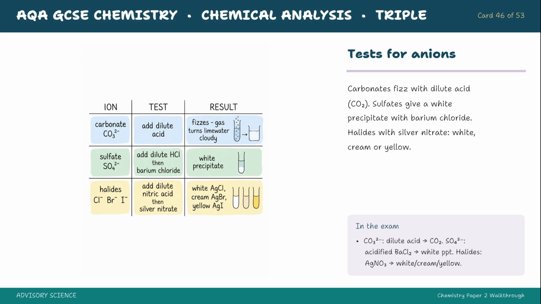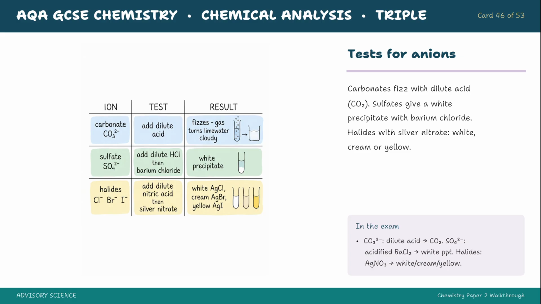In the exam, don't forget the acid step before the main test: nitric acid before silver nitrate for halides, and hydrochloric acid before barium chloride for sulfates. The acid removes carbonate ions, which would otherwise give a false result.